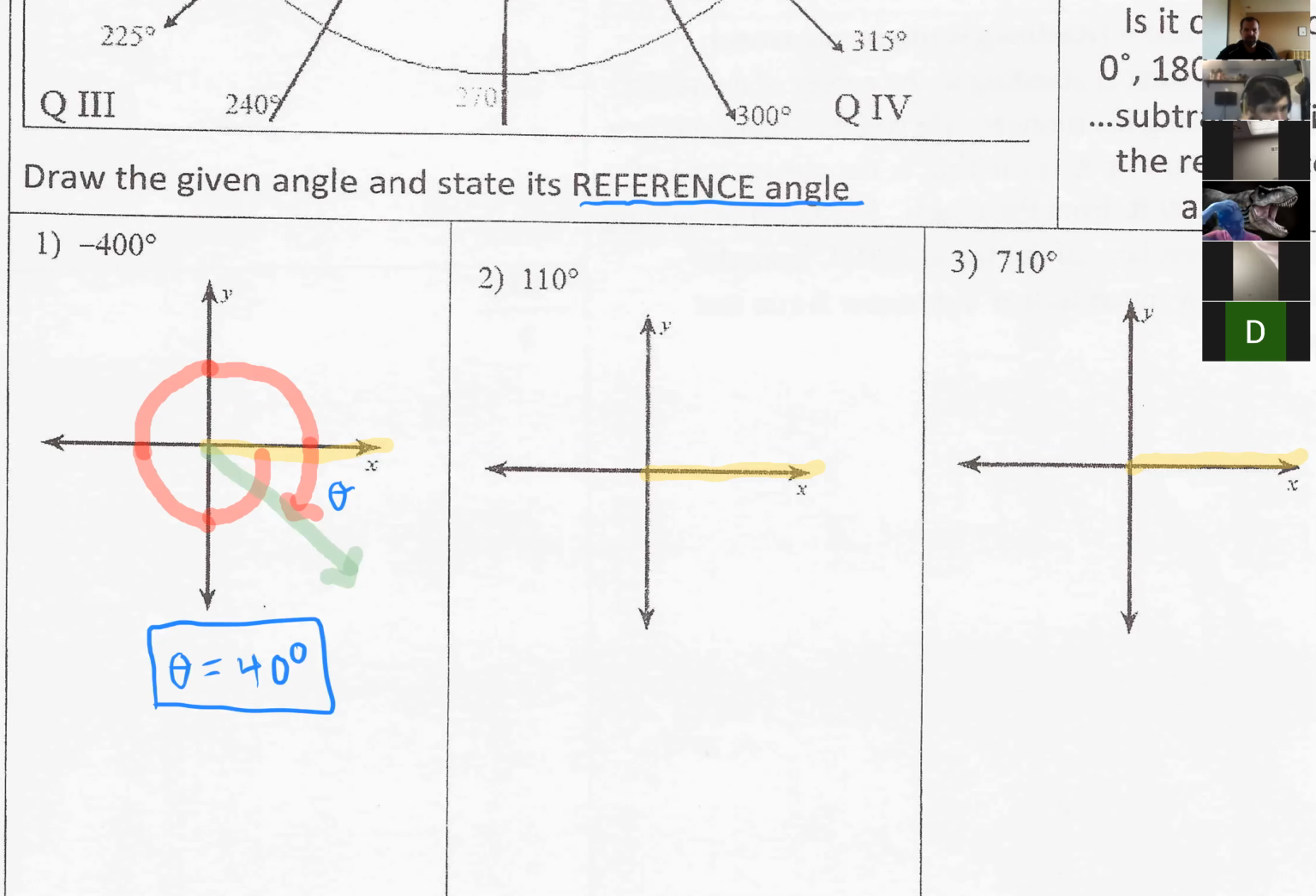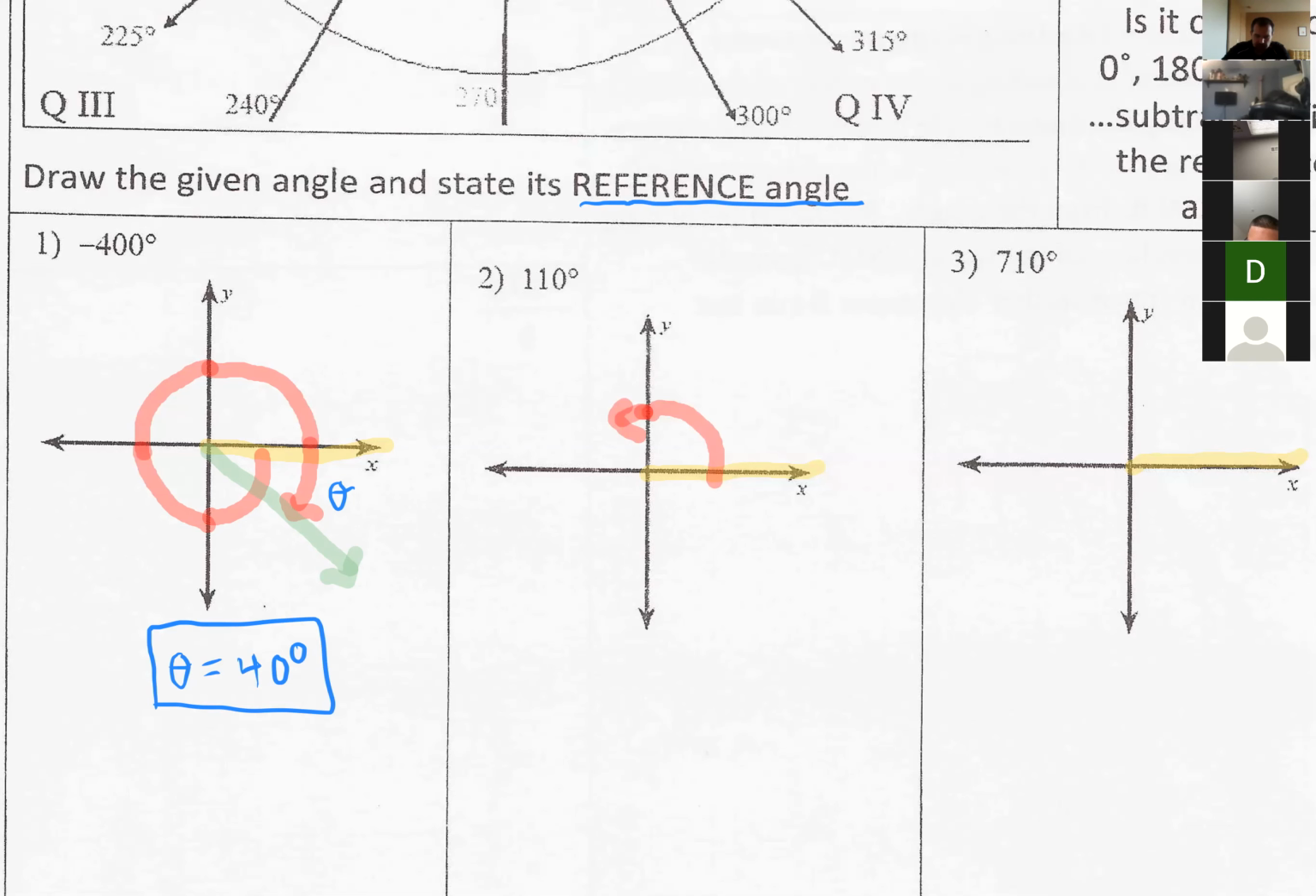Everyone's okay? All right, for the next one, I'm gonna do 110 degrees. So to draw the angle, this one's positive, so I'm gonna start by going up from, you always start at the positive x-axis, so you go up. What do you add to 90 to get 110? 20. So I'm going to draw my terminal side.